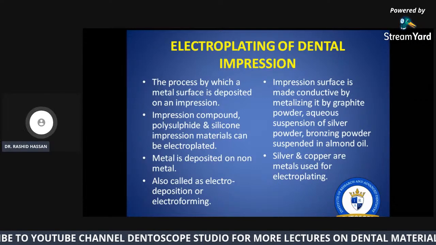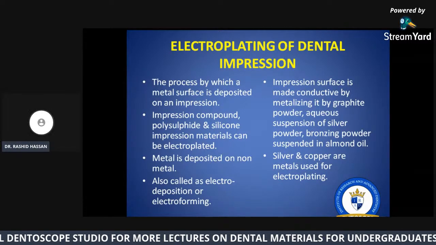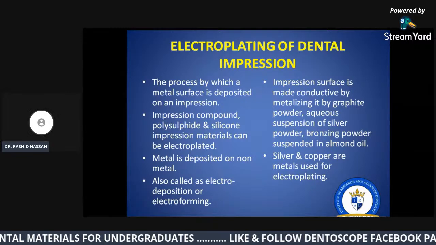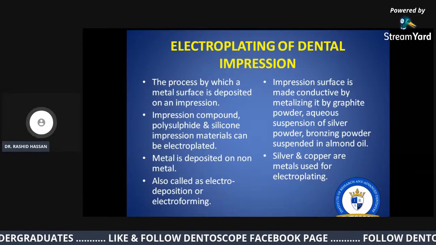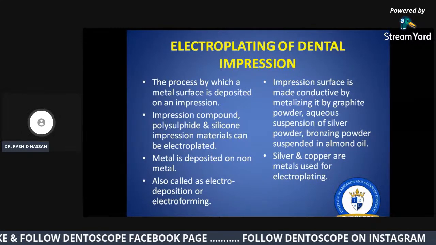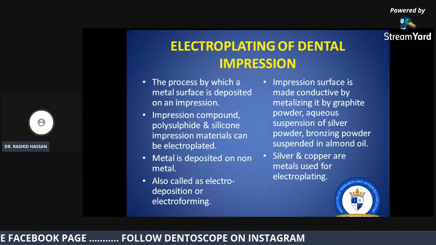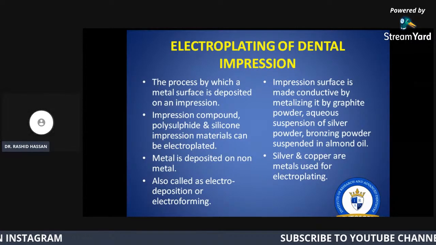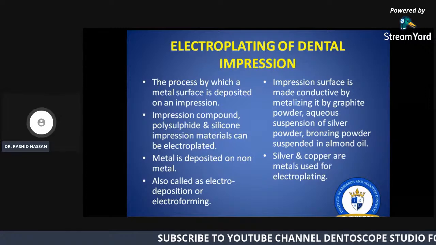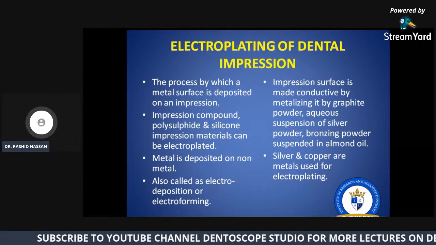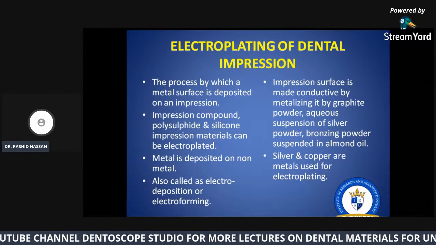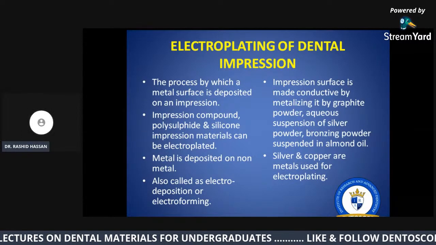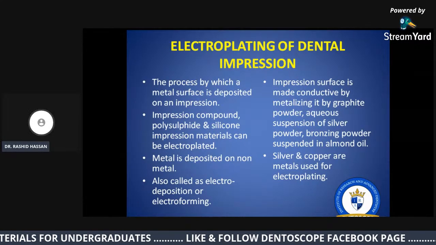This is a very time consuming method. Just keep this in mind, so it is not practiced normally. Impression compound, polysulfide, and silicon impression material are electroplated. Polyethers, as I mentioned before, are not electroplated. They are not easy to electroplate, so we just omit that. Polysulfides, silicons, and impression compound are the materials which are used for electroplating.